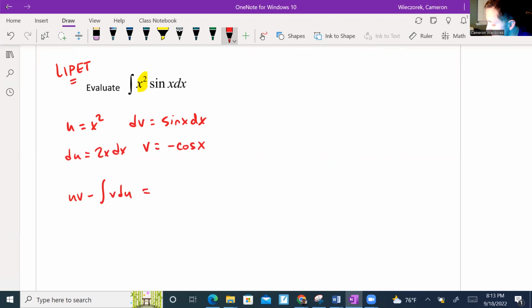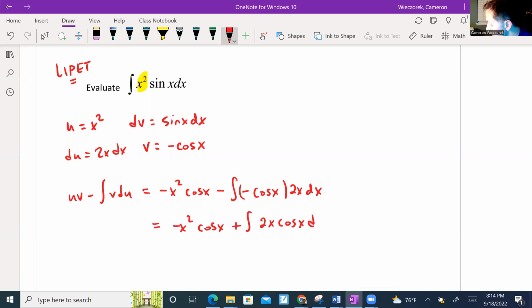This is where you'll see it turns a little bit trickier. U times v would be negative x squared cosine x, minus the integral of v du, which is minus cosine x times 2x dx. So you get negative x squared cosine x plus the integral of 2x cosine x dx. Here's where I want you to focus, right here. That's another IBP, another integration by parts.